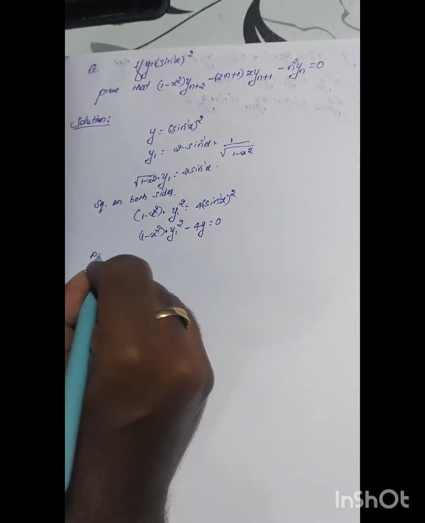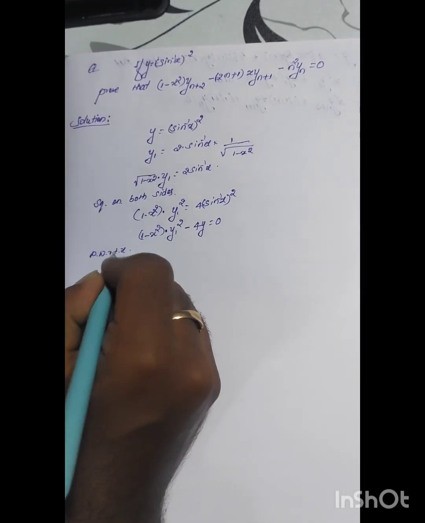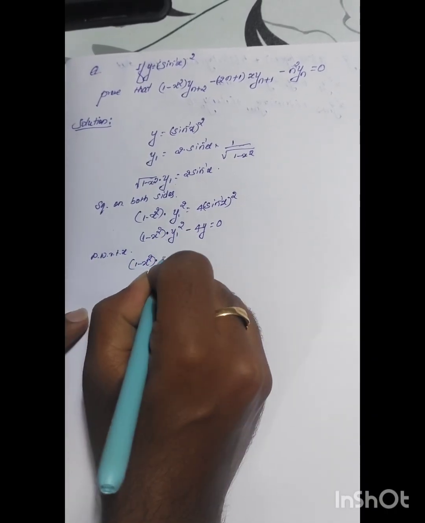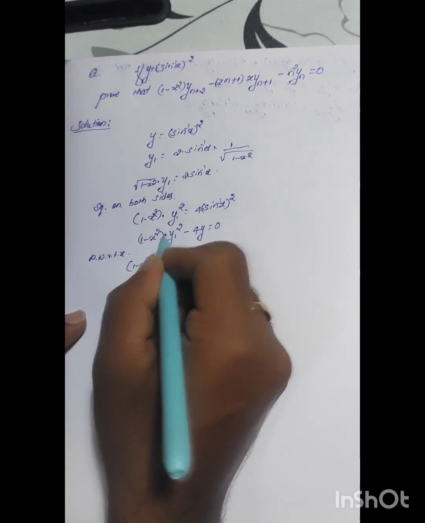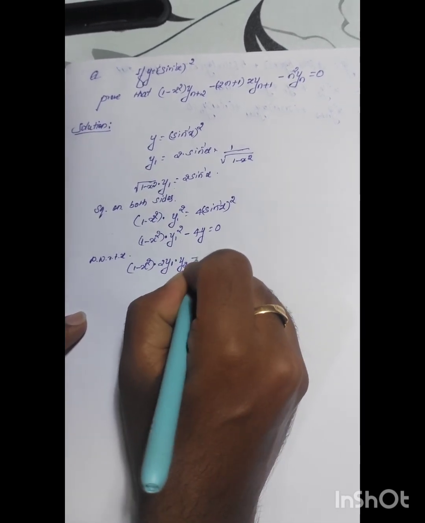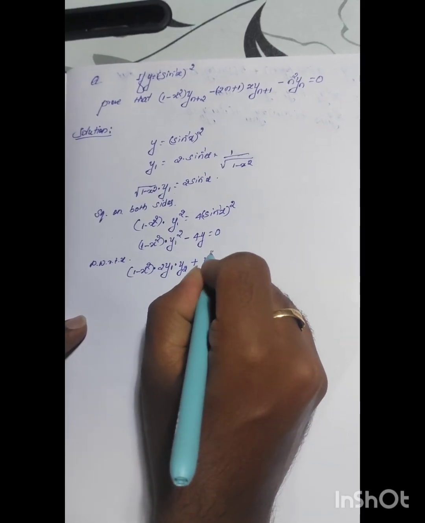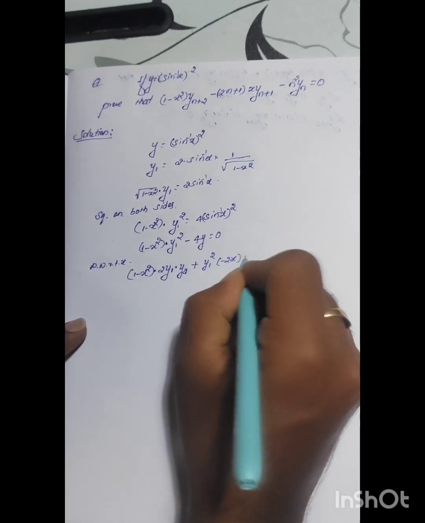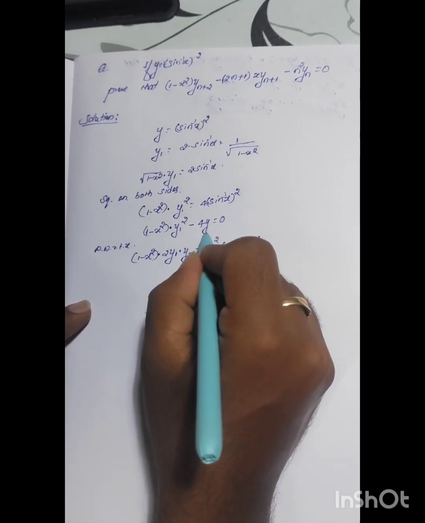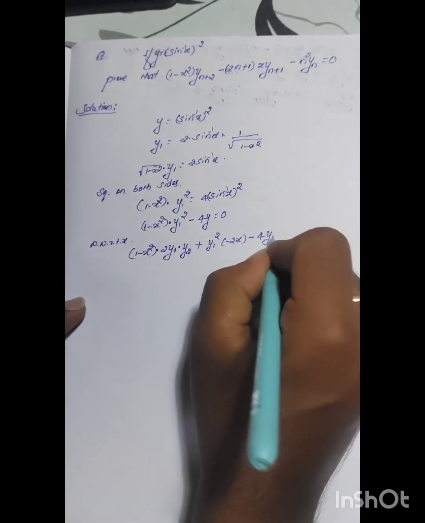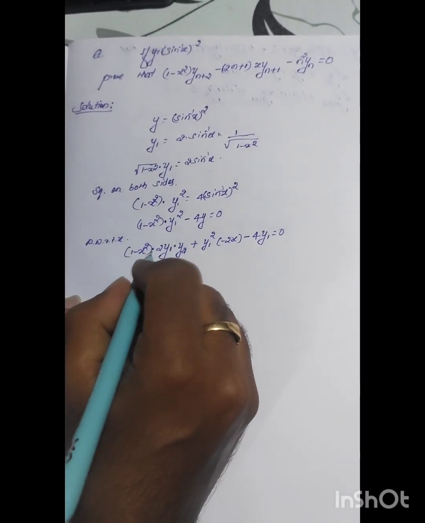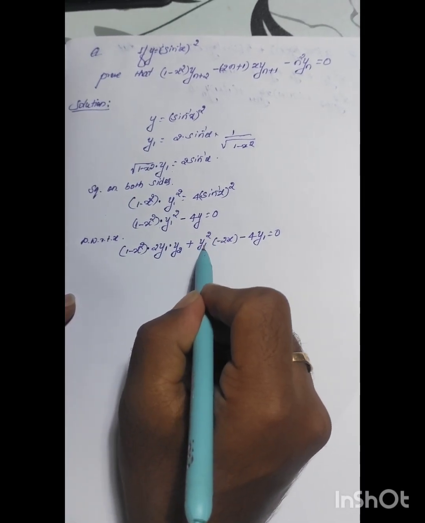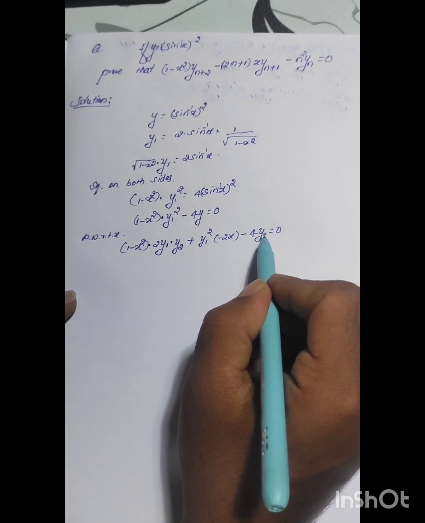Now again differentiating with respect to x, again we'll apply the product rule. First function into derivative of the second function, that is 2y1, and derivative of y1 will become y2, plus y1 square I will keep it as it is now, and derivative of 1 minus x square is minus 2x, minus 4 into derivative of y is y1 will be equal to 0. So if you see here 2y1, here also 2 and y1 square is there, y1 can be taken outside. From here y1 and 2y1 can be taken.